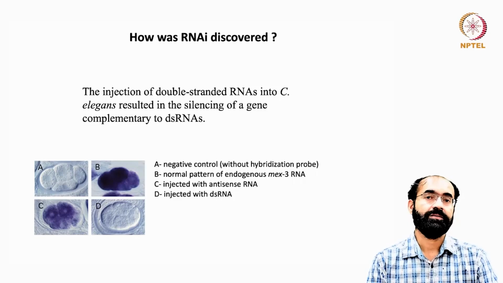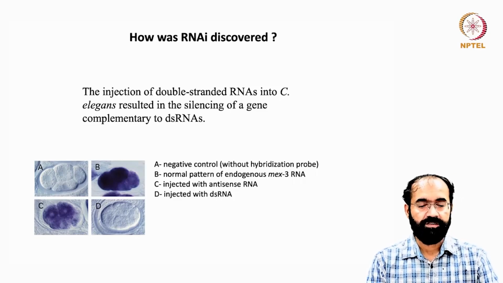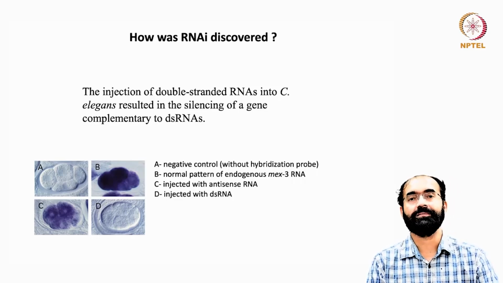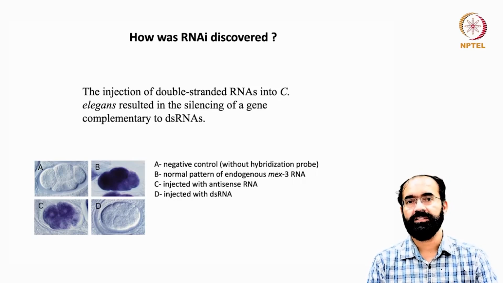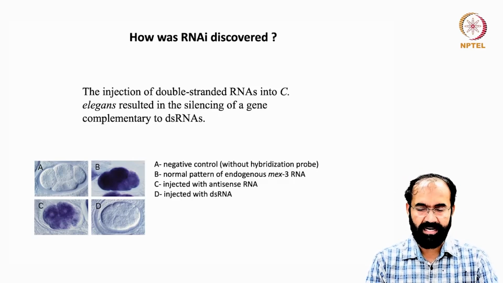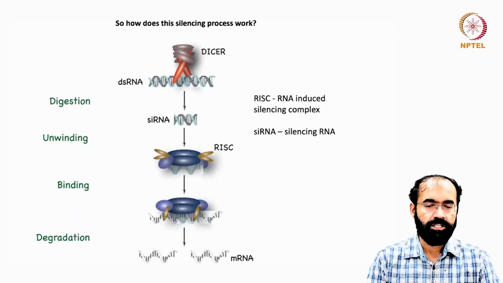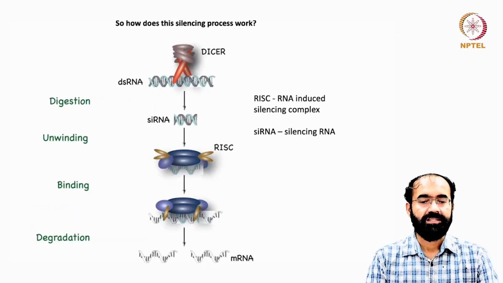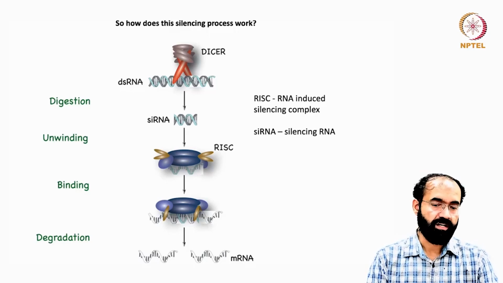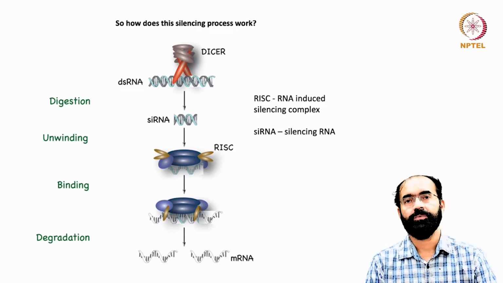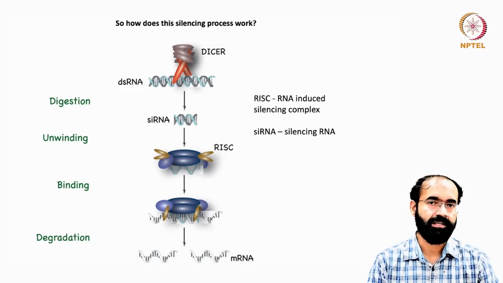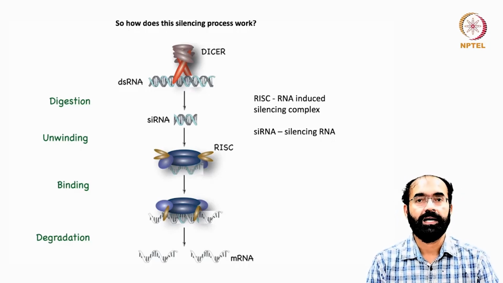So we should understand that the presence of double-stranded RNA corresponding to a gene can create complete havoc in the stability of that RNA, because that RNA will be marked for silencing. So how does this silencing process work? We have kind of seen the mechanism of how silencing works when we studied the microRNA.